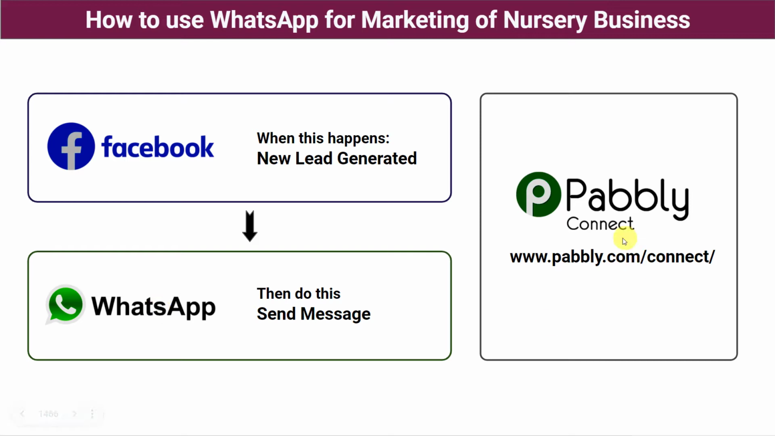As a solution, we are going to use Pabbly Connect. So basically, Pabbly Connect is an automation and integration software which will help us in integrating Facebook lead ads with WhatsApp automatically. The best part here is it doesn't require any coding skills or programming knowledge. Even a non-technical person can do this very easily. So let us check this in the real time.